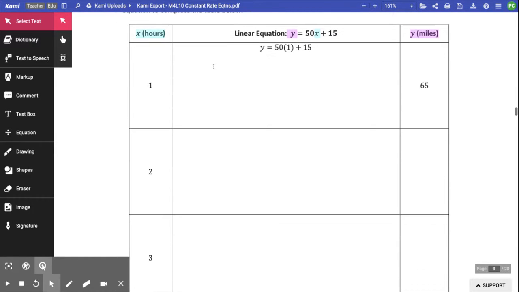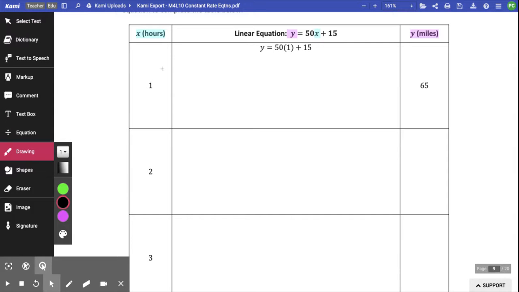For now, I'm going to show you how to use this equation and substitute or replace in the amount of hours that he's driven into the equation and to get the amount of miles that he's driven. So although number 1 already has the hours and the miles done for you, and they've shown you what they've plugged into the equation, I want to describe to you what they did and how they got their answer. So the equation is y equals 50x plus 15. Remember, y represents how many miles he's driven, and x represents how much time he's been driving. So what we want to know is how many miles has he driven in 1 hour.